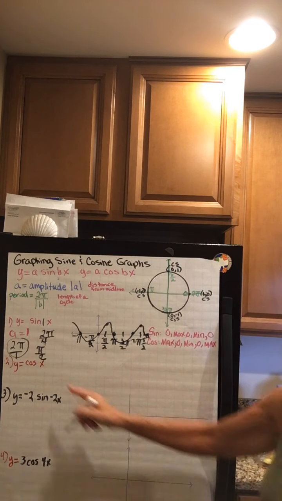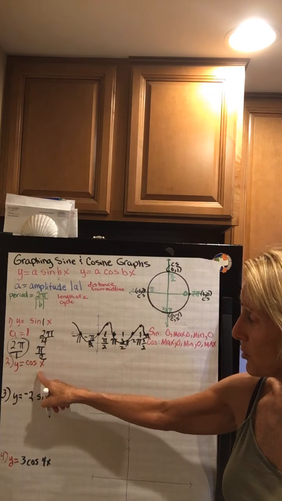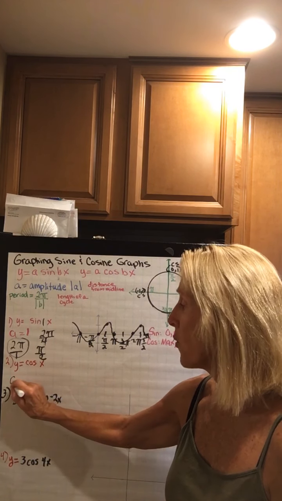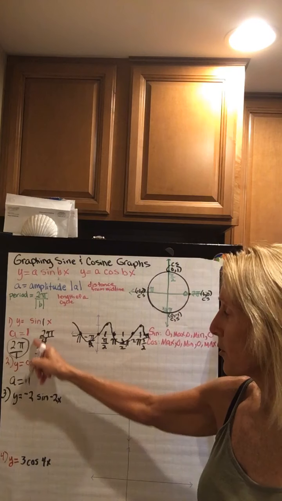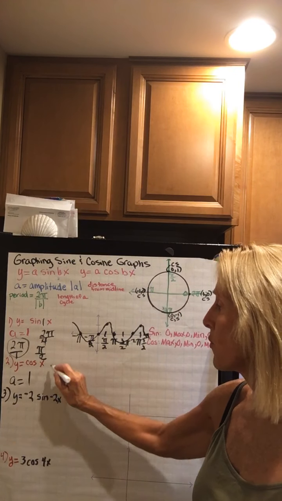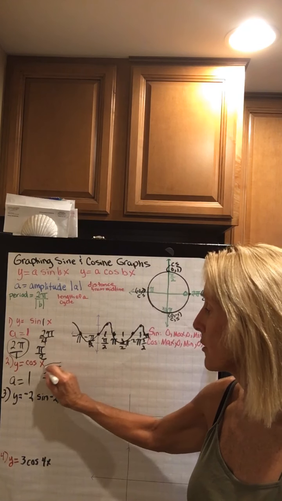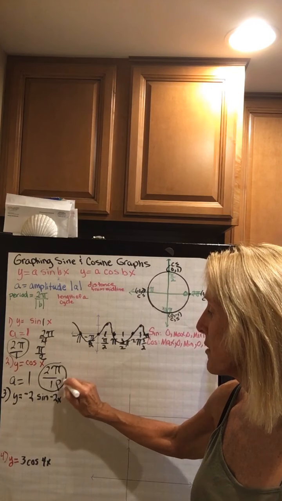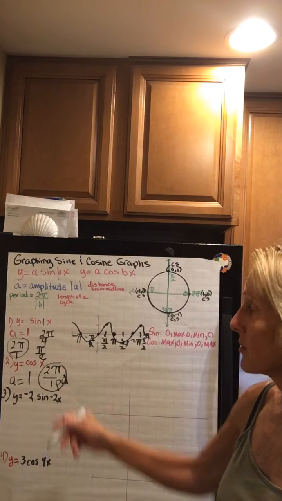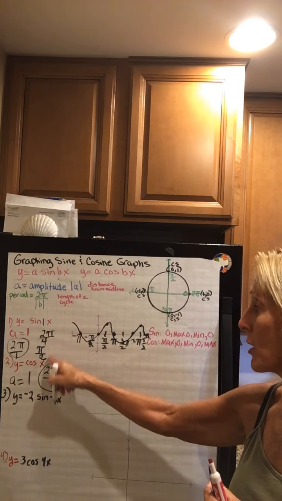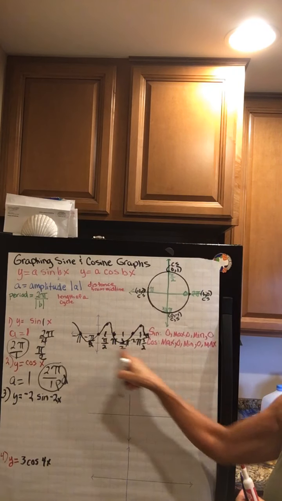Okay, so the cosine graph, if you look at number 2, the cosine graph is exactly the same thing. Your amplitude is 1 here. Your period would be 2 pi over 1, which is 2 pi. So there's my period for this one. Same thing. And then to break it down into units of 4, you would take 2 pi divided by 4, and we're going to get the same intervals as we have here.